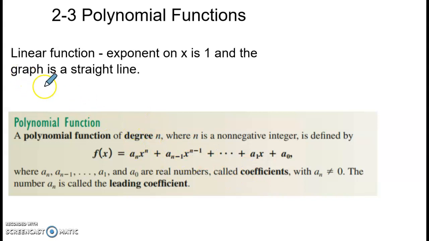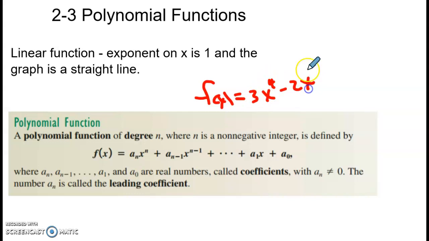Okay, so for example, we might have f of x equals 3x to the fourth minus 2x squared plus x minus 7. This would be a fourth degree because 4 is the biggest exponent. The leading coefficient would be 3. The constant term would be negative 7. The coefficient in front of the x squared term is a negative 2. The coefficient in front of the x to the first term is a positive 1.